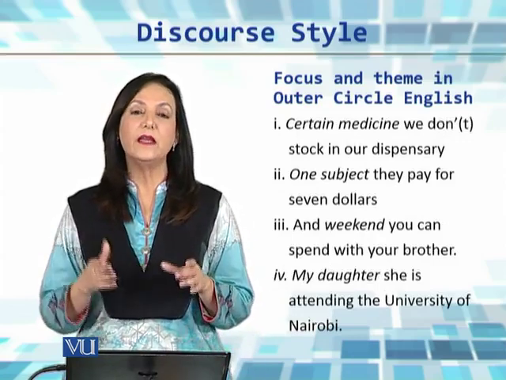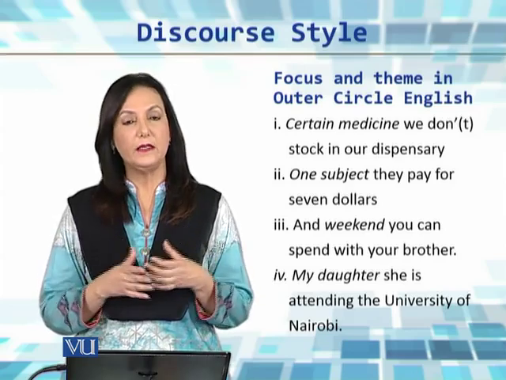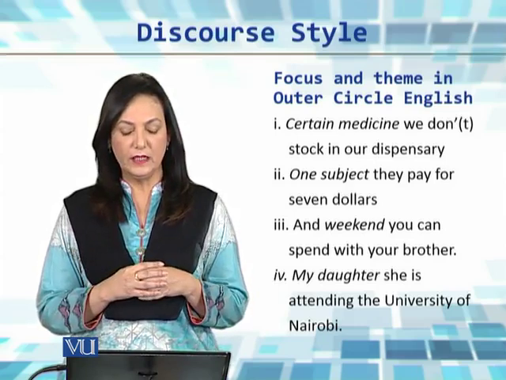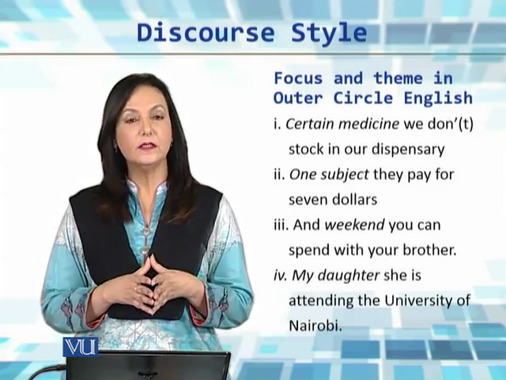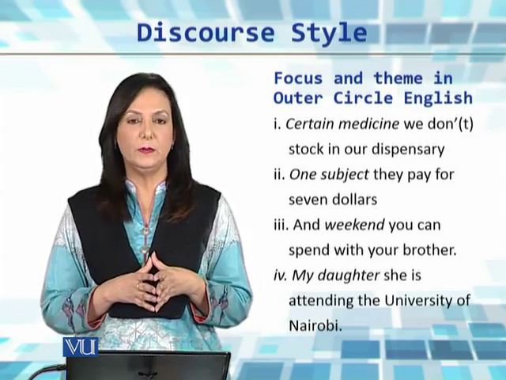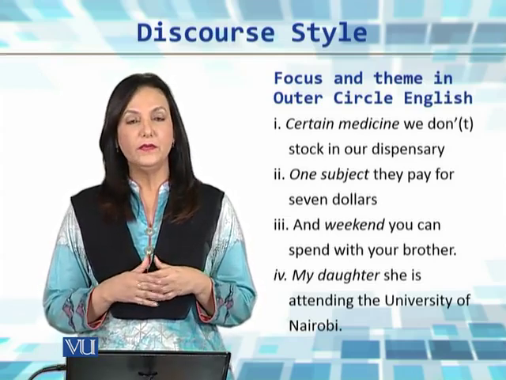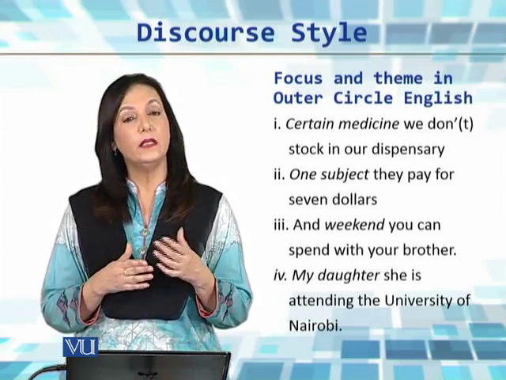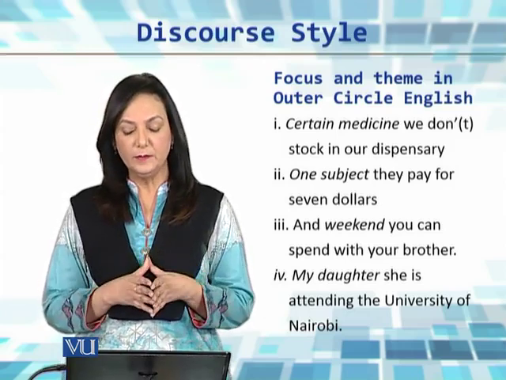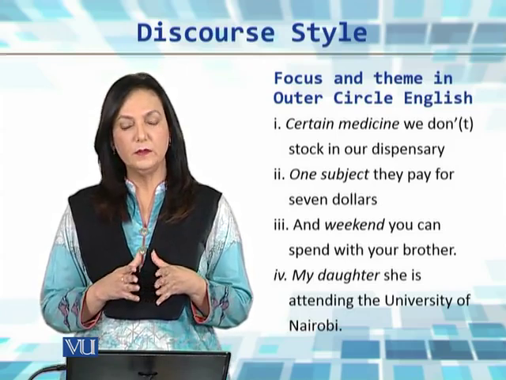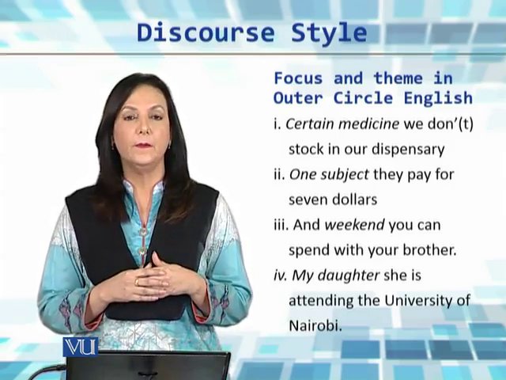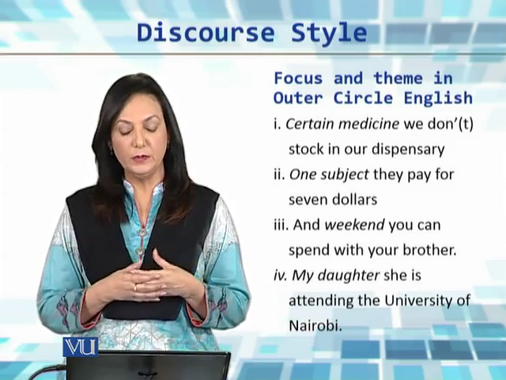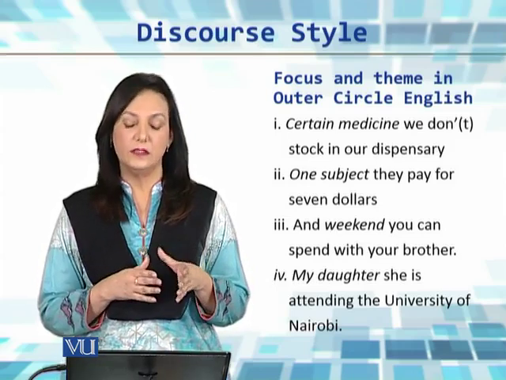But we see a very different kind of structuring pattern in the outer and expanding circle Englishes. Let's take a look at some of these examples. The first one, certain medicine we don't stock in our dispensary. Although if it were a sentence produced by a speaker from the inner circle countries, it would have been something like, we don't stock certain medicine in our dispensary. But because it is by the user of English from an outer circle country, it says certain medicine we don't stock in our dispensary.